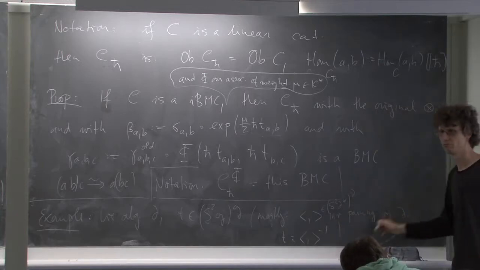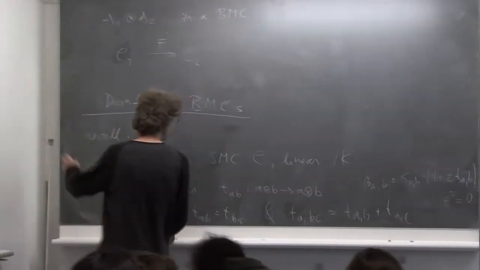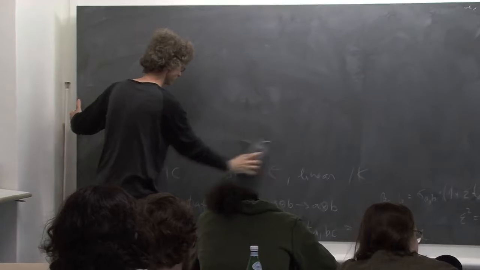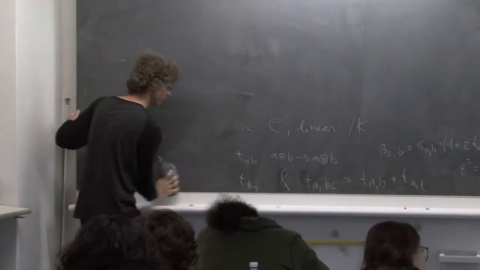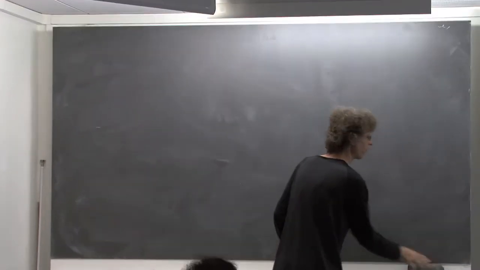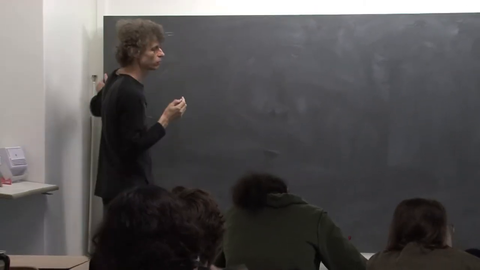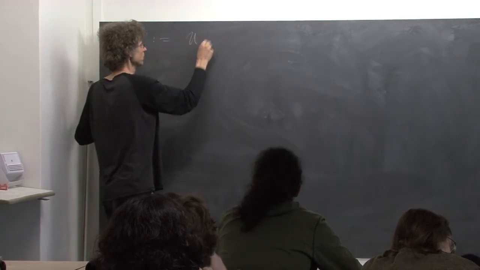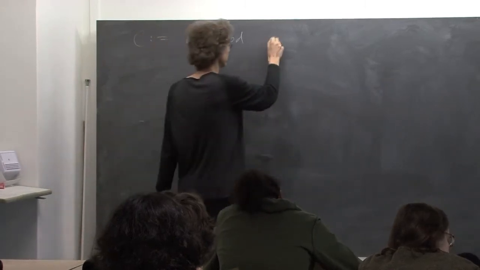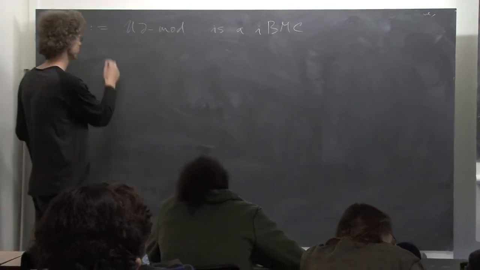So this is somehow the basic or simplest example, the one which is used for quantization of Poisson Lie groups or Lie algebras. And then what was it? So then this C, which is the category of representations of D, UD mod. So this thing is naturally an infinitesimal braided monoidal category, a BMC.